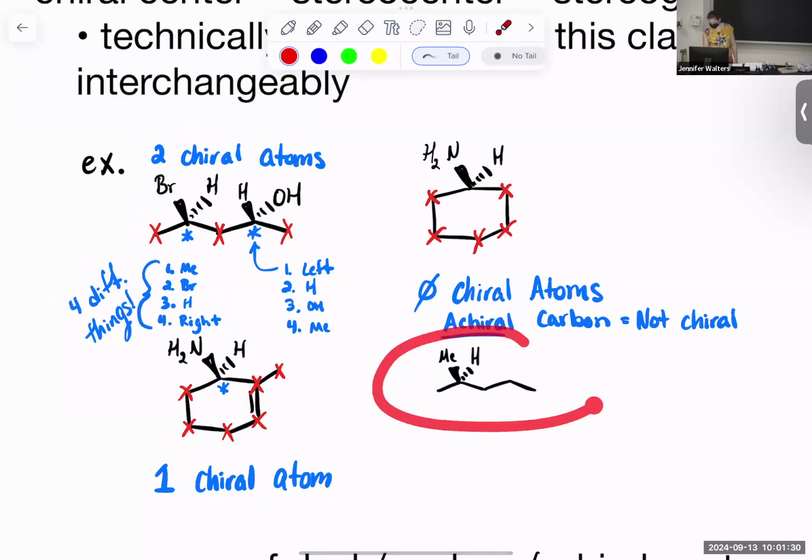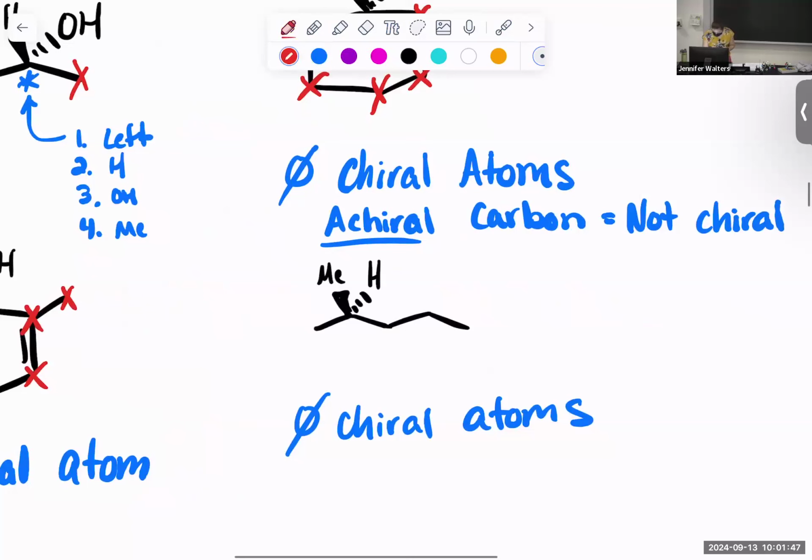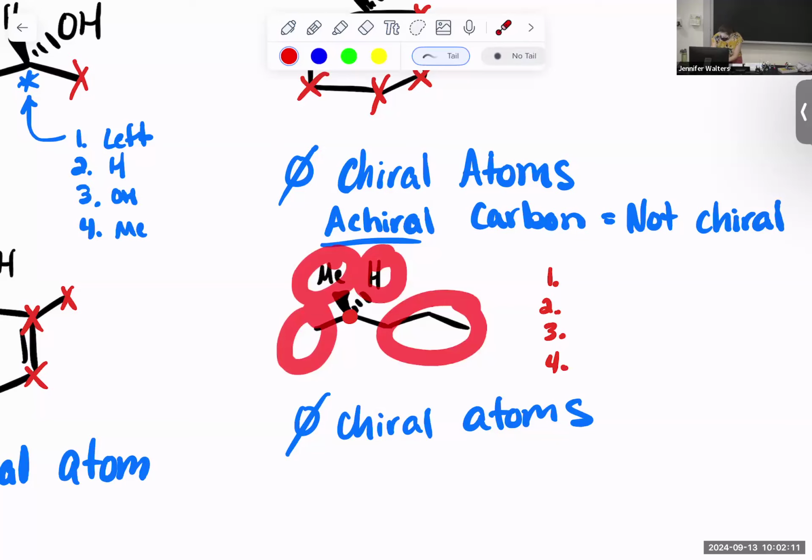All right, how about this last one in the lower right? Zero. Another 0 chiral atoms. So when we look at this, we see the CH3, CH3, CH2, CH2, CH3. Okay, so we can get rid of all those. So now we're just inspecting this one site. When I look at it, my 4 groups are that methyl, a methyl, hydrogen, and a propyl.